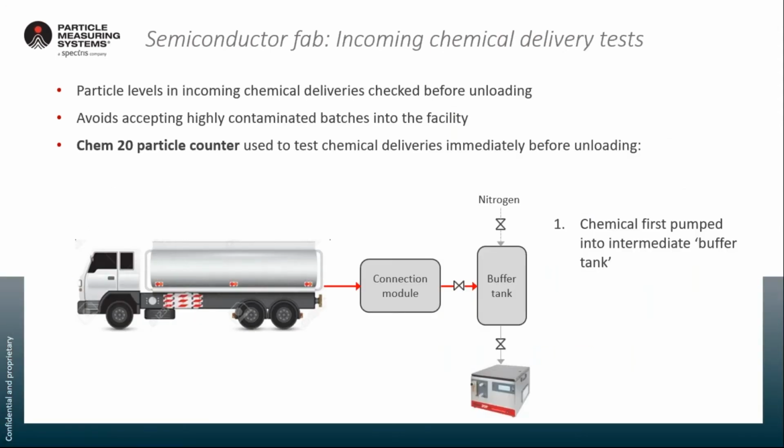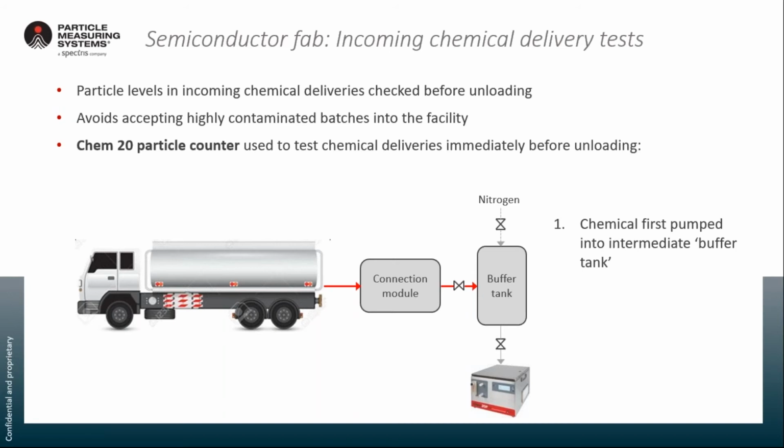So moving on to the next use case, this is at the opposite side of the supply chain and the testing of incoming chemical deliveries at the semiconductor facility. And in general, the particle levels in incoming chemical deliveries will be checked before they are unloaded into the facility. And this is to avoid accepting highly contaminated batches into the facility where the filtration may not be able to clean them up sufficiently. And if the chemical batches then need to be disposed of, this can be quite difficult and work out quite expensive.